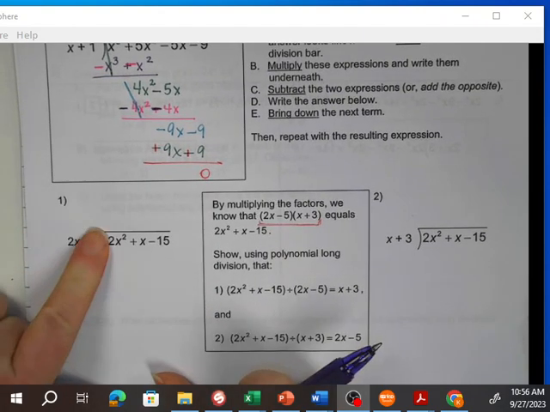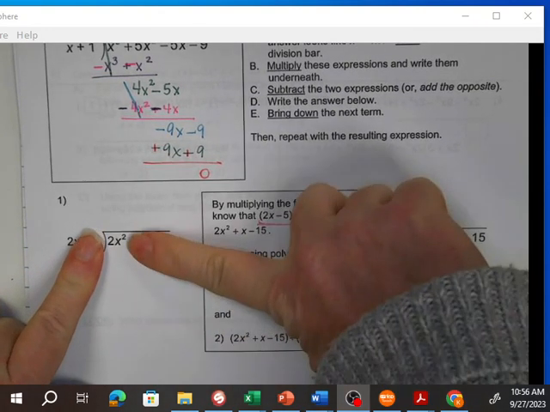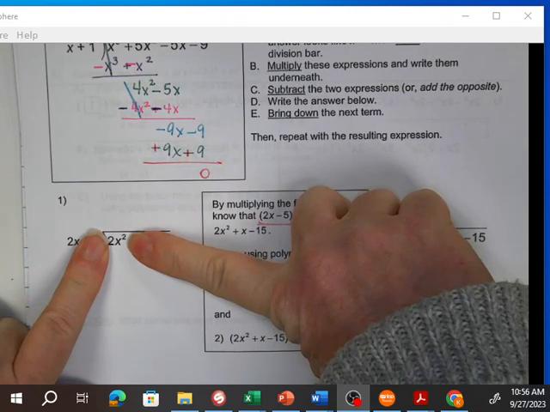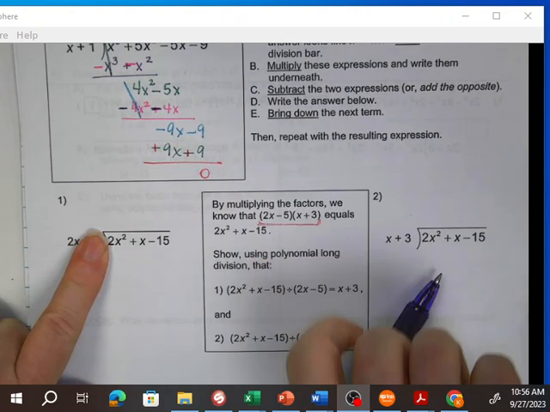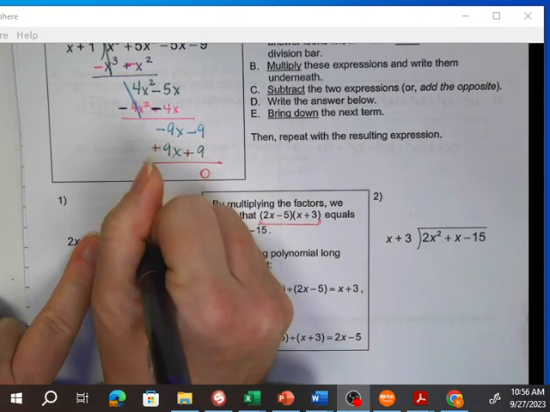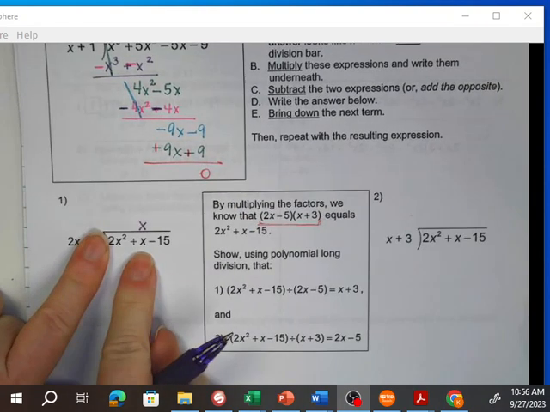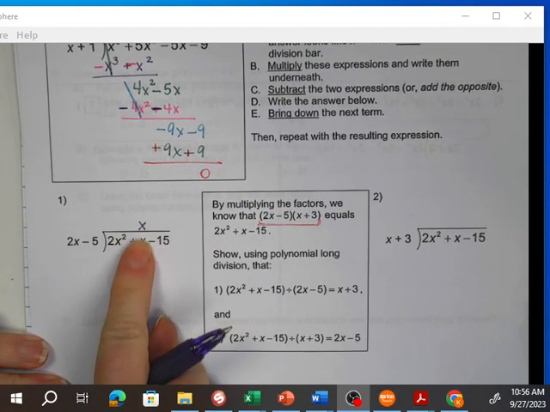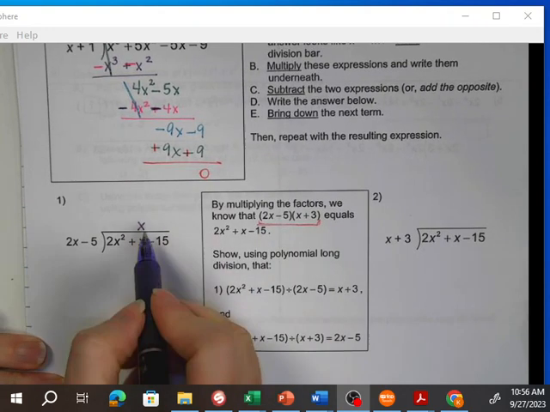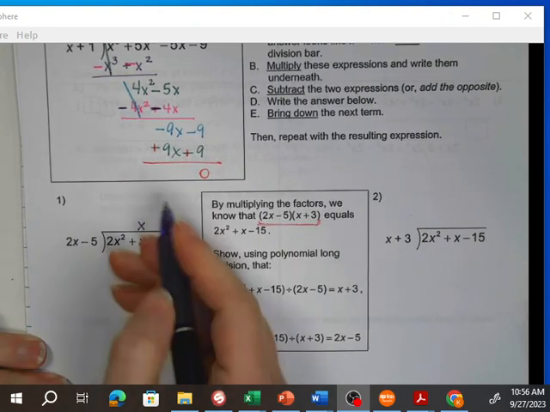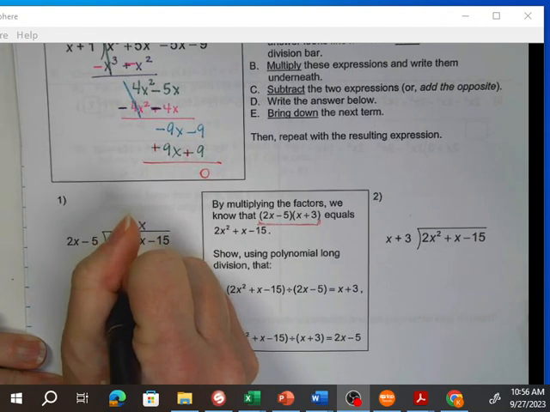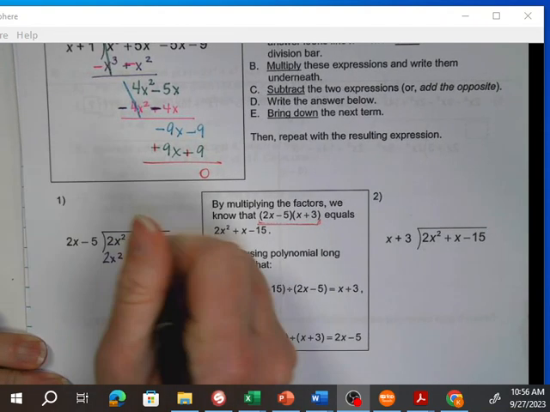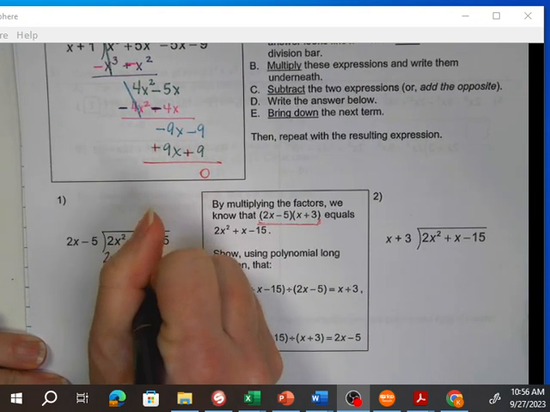I ignore everything but the first term. What would I have to multiply 2x by in order to get 2x squared? X. Since it's just an x, you line it up over the term that it is like. So x is a linear piece, so I line it up over the linear piece. Multiply. X times 2x is 2x squared. X times negative 5 is negative 5x.